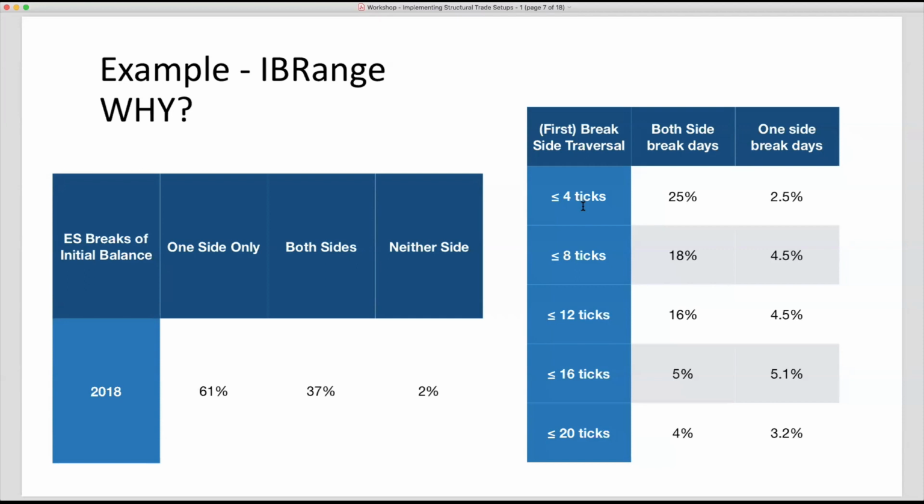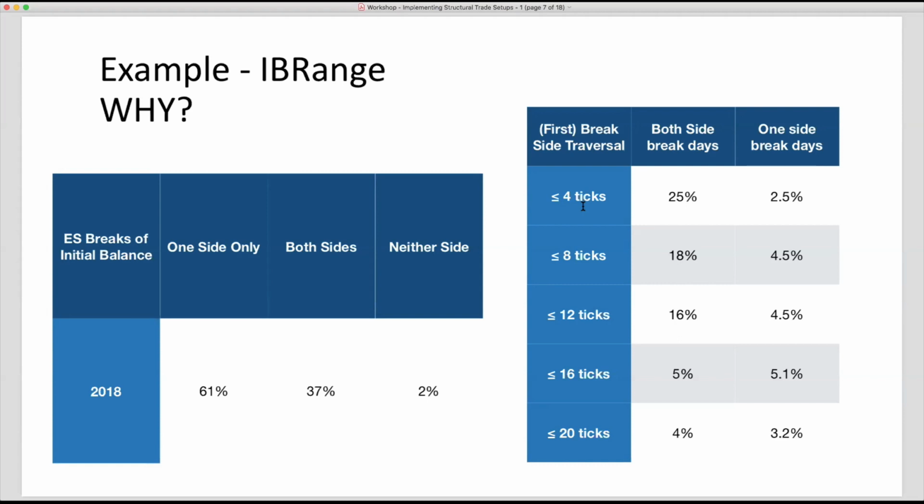Let's forget about that. But what we can see is one side break happens the majority of the time. So that gives us a good basis for a bread and butter trade. And we'll go through this as a setup in one of the later sessions. And then it breaks both sides nearly 40% of the time. Or let's put this in terms of our trading week. We could think that 3 days out of 5, ES is going to break one side of the initial balance. 2 days out of 5, it's likely to break both sides.